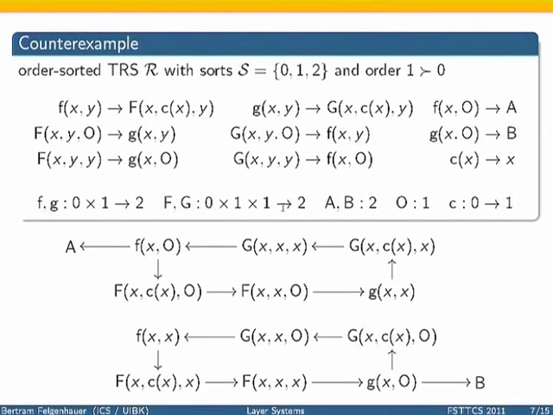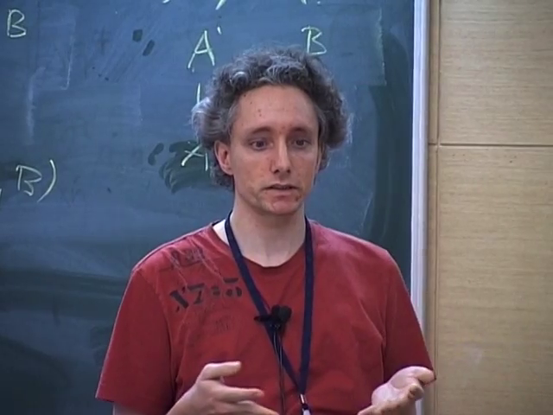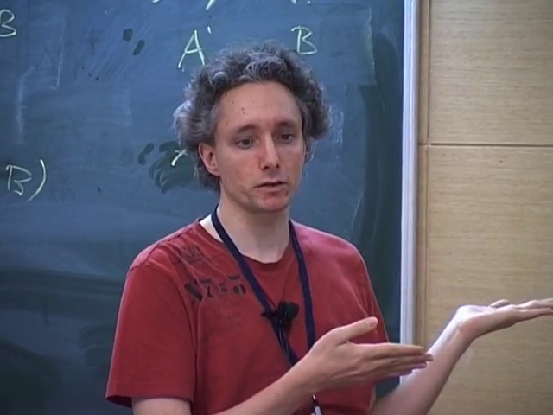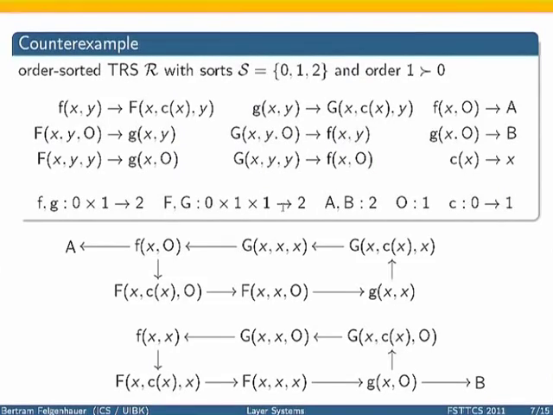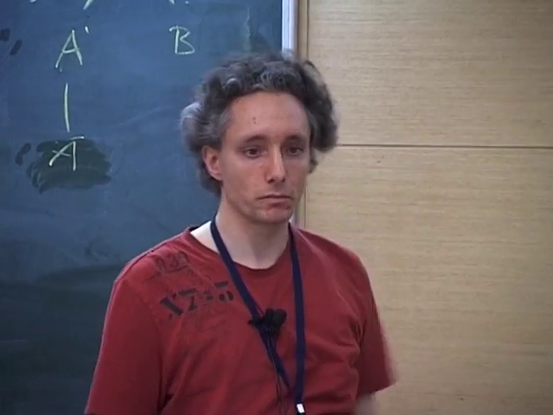However, when we change to the ordinary TRS, then of course we can replace X by O, and then the two components here collapse, and we have some term that rewrites to both A and B. And then we cannot join A and B because these are normal forms.